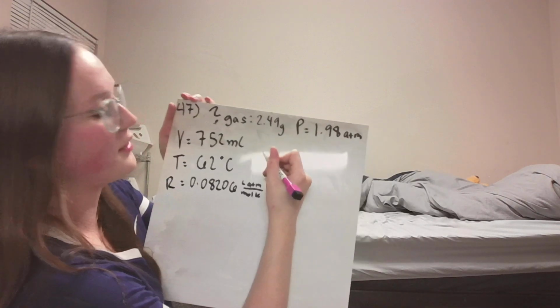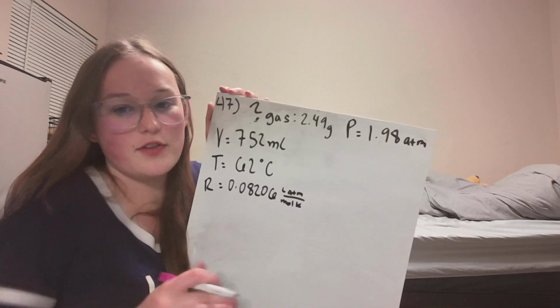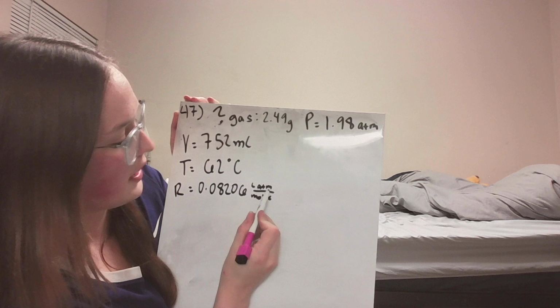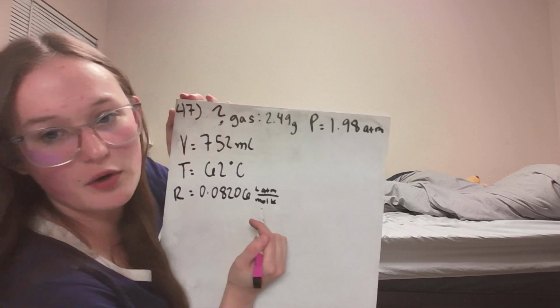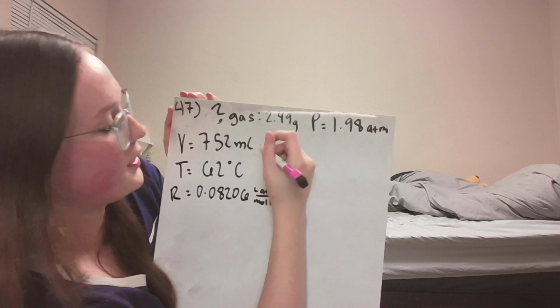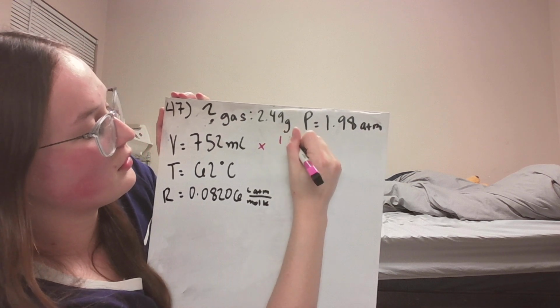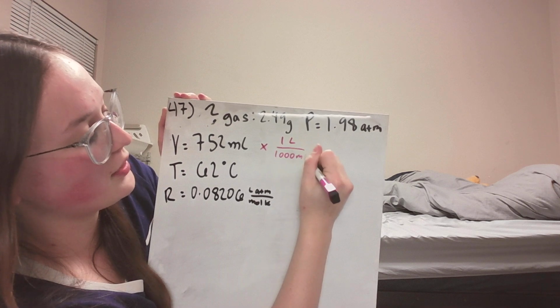So we need to convert so that this R works: liters, ATM, moles, and Kelvin. So we're finding moles, so we don't really need to worry about converting that right now. We do need to worry about converting this to liters. So we do 1 liter, because that's our desired unit, over 1,000 milliliters.